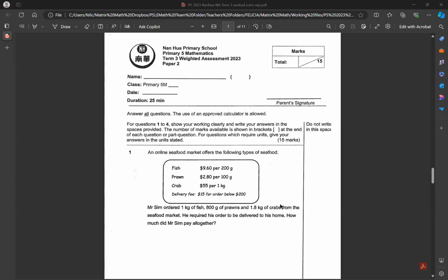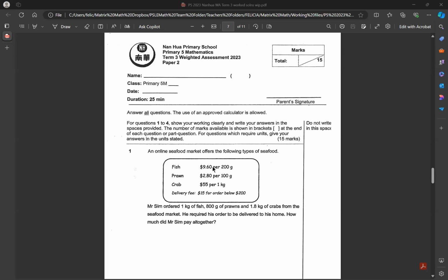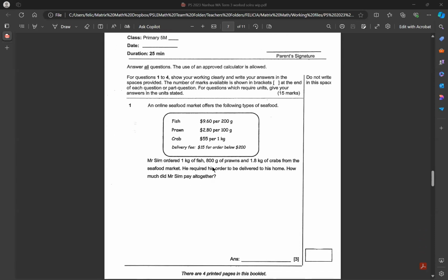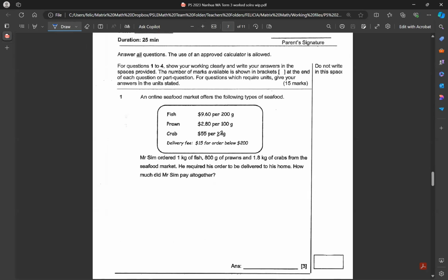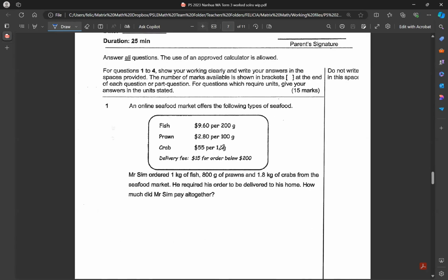Okay, Nanhua paper 2 for this weighted assessment term 3. Okay, so let's look at the first question. An online seafood market offers the following types of seafood. So the prices are stated here. And Mr. Sim ordered 1 kg of fish, 800 grams of prawn, and 1.8 kg of crabs from the market. And he required his order to be delivered. How much did he pay altogether?